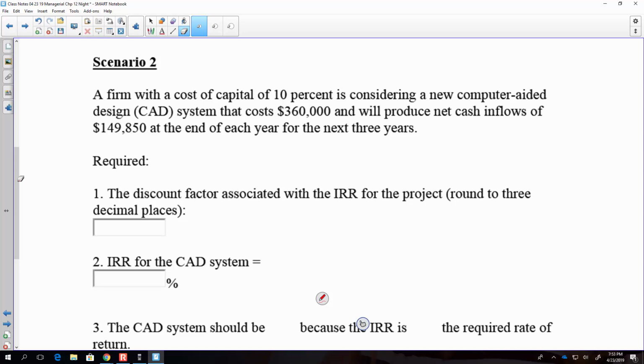A firm with a cost of capital of 10% is considering a new computer-aided design system that costs $360,000 and will produce net cash flows of $149,850 at the end of each year for the next 3 years. The discount factor is what? Again, I'm trying to get practice with the terminology here. So I'm on question 1. What's the discount factor?